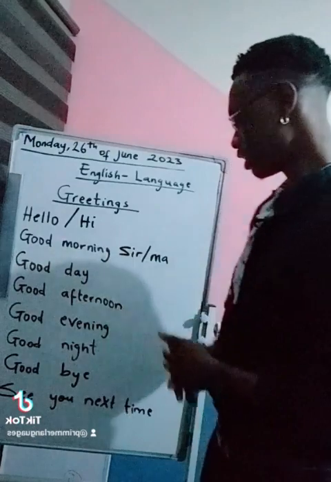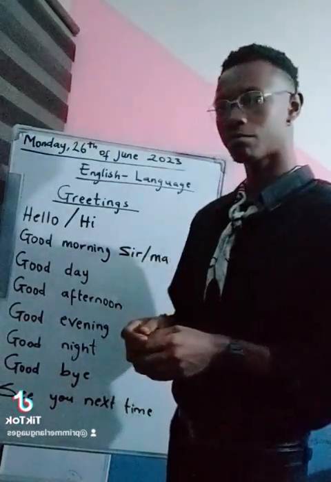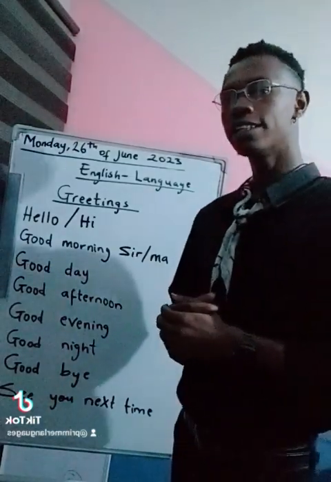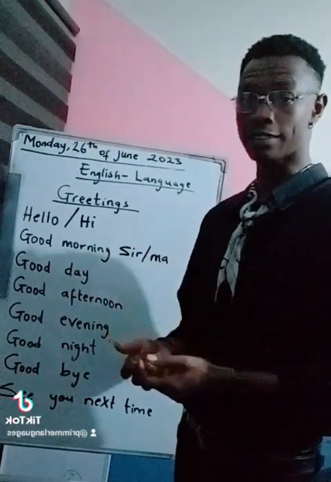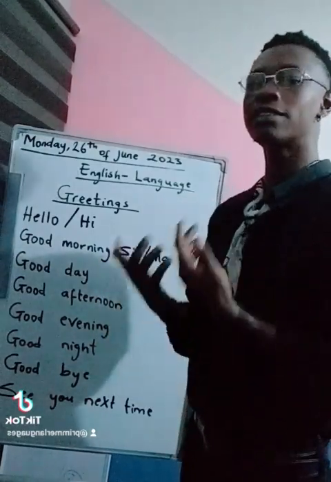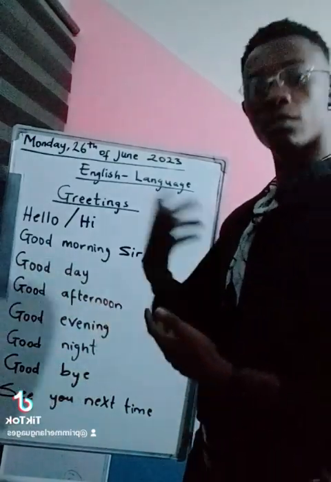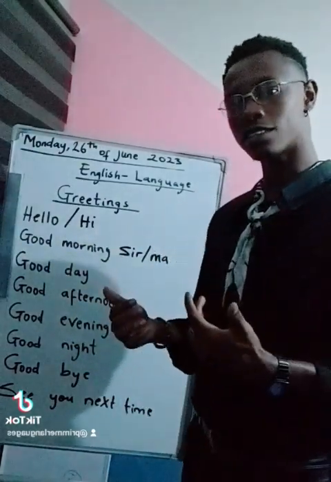Goodbye. And the last one here is see you next time. See you next time. Alright? So see you next time shows that you want to see the person again or until we meet again. So these are greetings that shows that you're probably going to come across the person some other day. Alright? So see you next time.